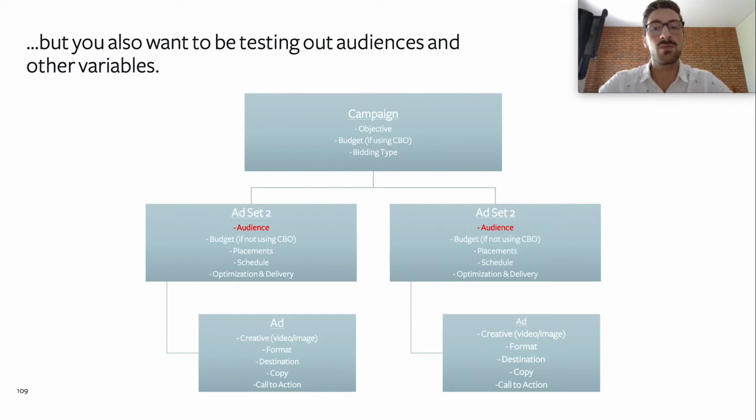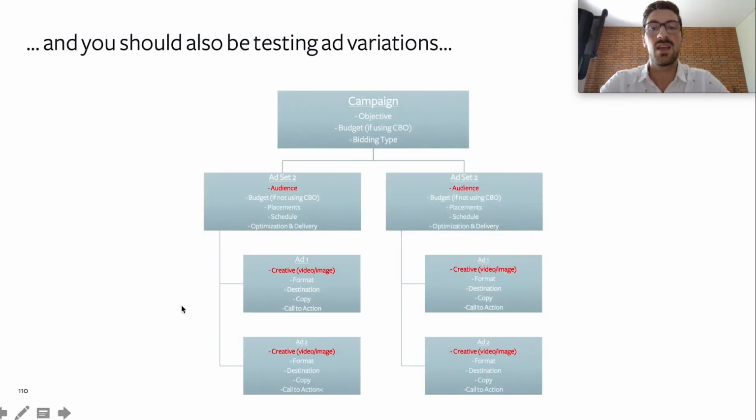Most of the campaigns I run have between 5 and 10 ad sets in them, and I am toggling mostly audience, but occasionally I am using these other elements as variables between ad sets. So now we have a bit more of a complicated campaign structure where you have one campaign, two ad sets, but still only one ad under each ad set. So now you might be thinking, well, if we're going to be testing out different audiences, why can't we be testing out different ads? And you should definitely be doing that.